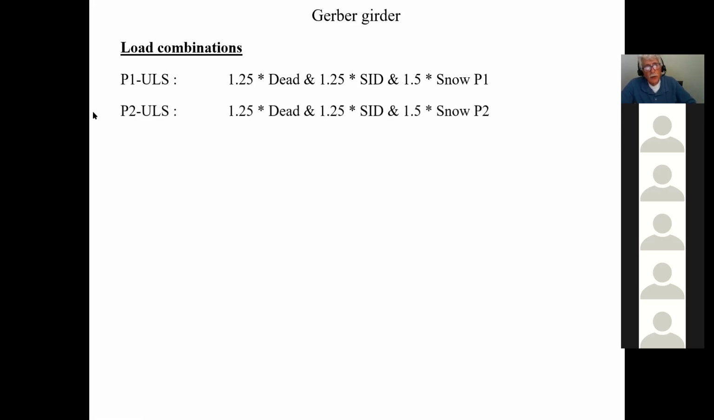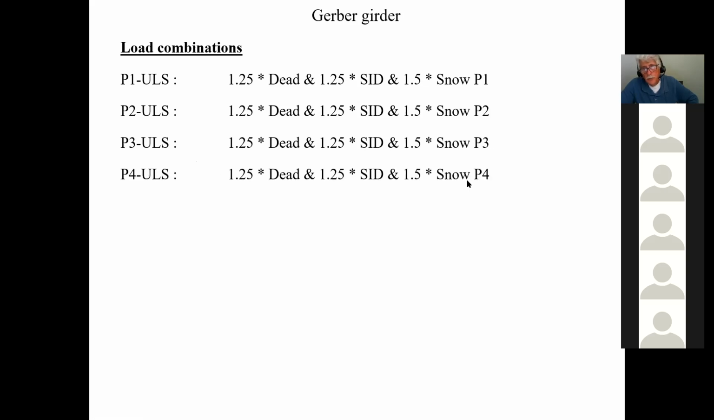And then, of course, for P2 you do the same thing. The only difference is that this stays the same for P2. You still have to create another combination called P2 ultimate limit state, for strength. Then you replace the snow with snow P2, and multiply by 1.5. Then you do it for P3, and then for P4. So these are the load combinations: 1.25 times your dead load, 1.25 times your superimposed dead load, and then 1.5 times snow 1, snow 2, snow 3, snow 4. This is how you get your design loads with ADA.